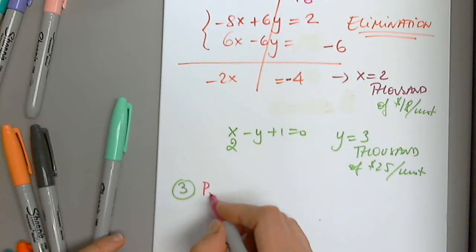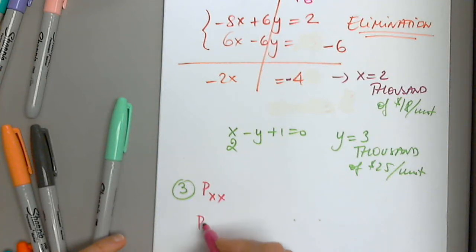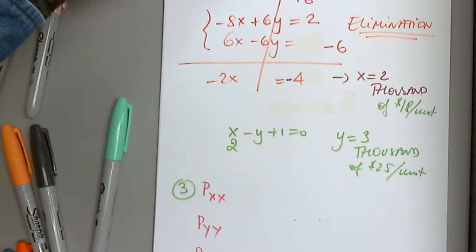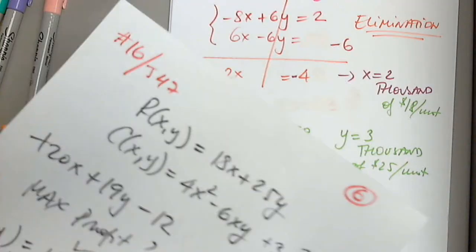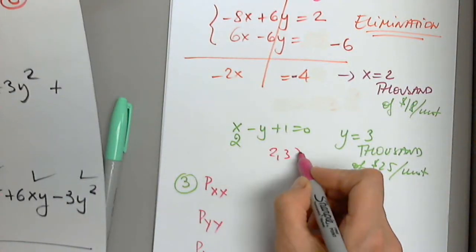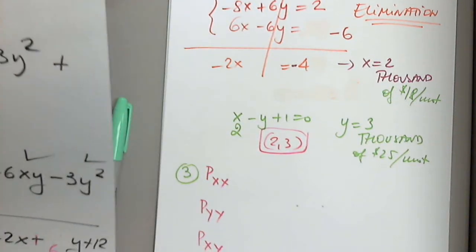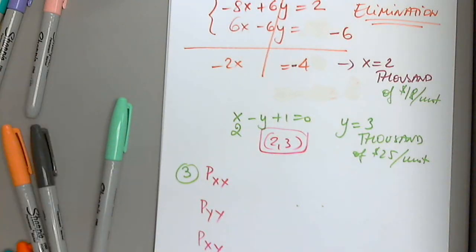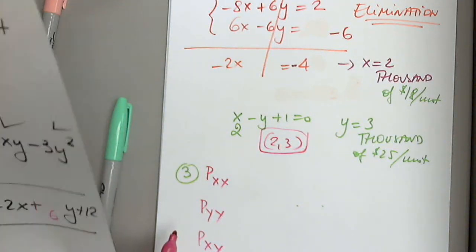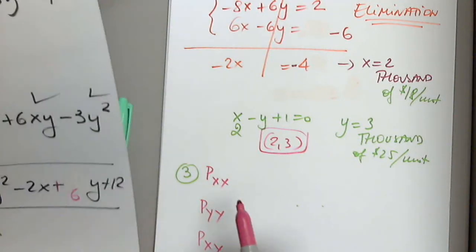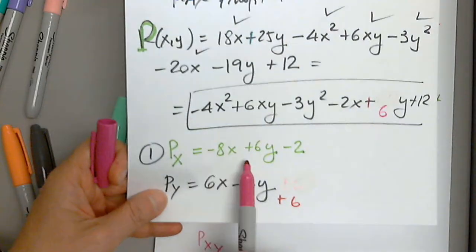Find pxx, and then find pyy, and then pxy. Ready? So we know the point. The point is 2, 3. This is what we are trying to test. We found the point, but it's not enough. We have to show that this gives a maximum or minimum profit. We expected it to be a maximum, but we still have to show it.